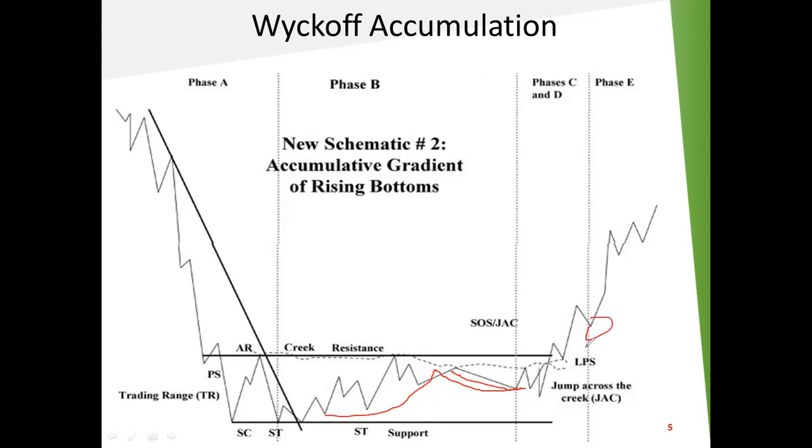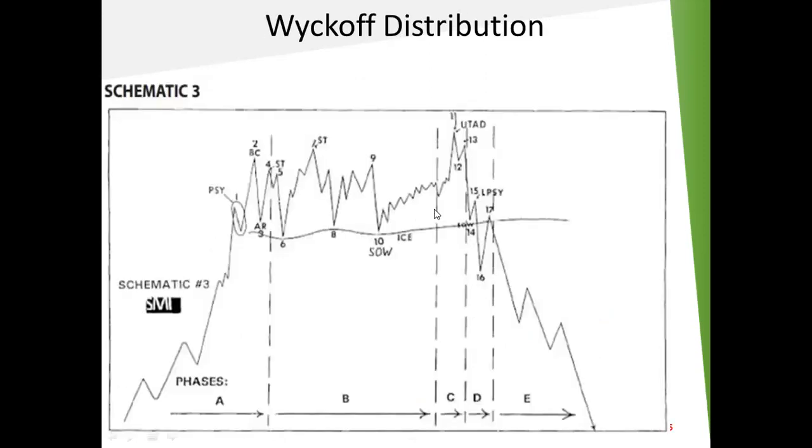Again, we have an LPS. This is a sign of strength. In accordance with this creek, like two boys, they jump across this creek, and this jump would be with high acceleration of price and high momentum. So this is accumulation. Now this is distribution.